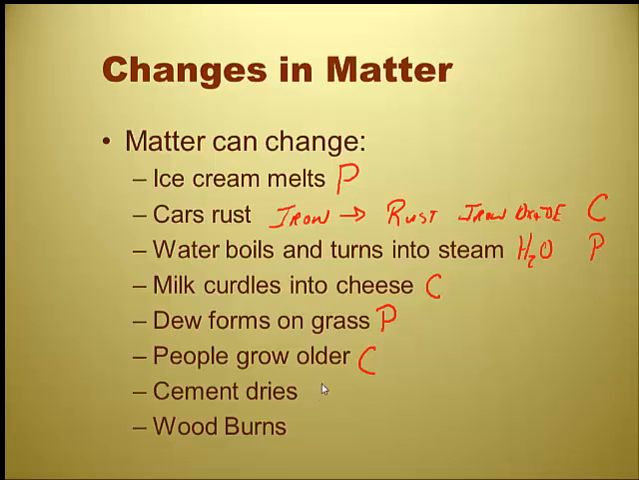Cement drying. That's going to be, let's see, if it's wet and goes to dry, it's losing water, right? Yeah. So it's also heating up.